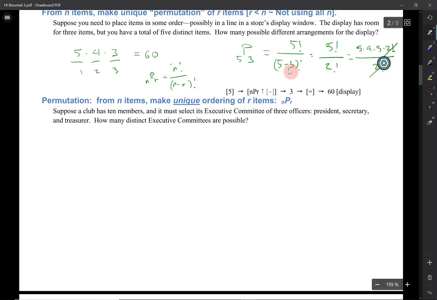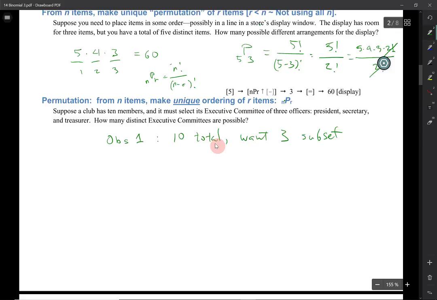Okay, permutation. So another permutation example. From n items, take a unique ordering of items, nPr. Suppose a club has 10 members, and it must select its executive committee of 3 officers: president, secretary, and treasurer. How many distinct executive committees are possible? So here, observation 1: it's 10 total, want a subset of 3.